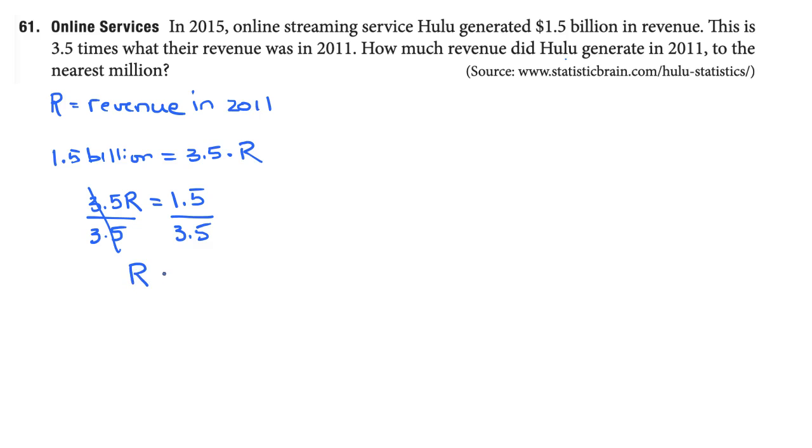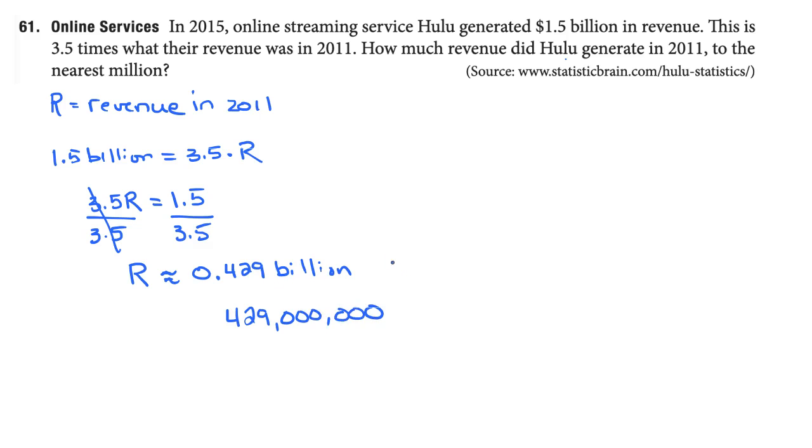R on the left by itself equals, I'm rounding, so technically I should say about equals 0.429, and there's some more digits there. So 0.429 what? Well, 0.429 billion, because we took that word off there. So we need to put billion back in. So 0.429 billion means 429 million.